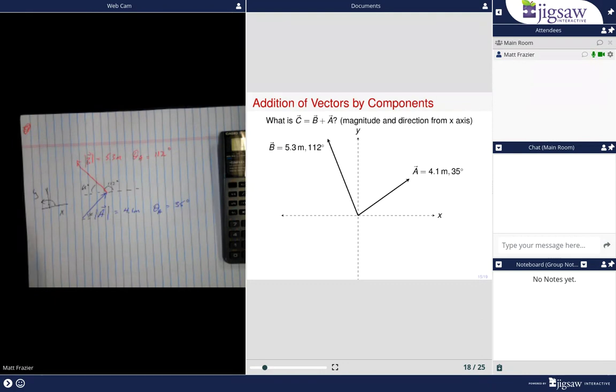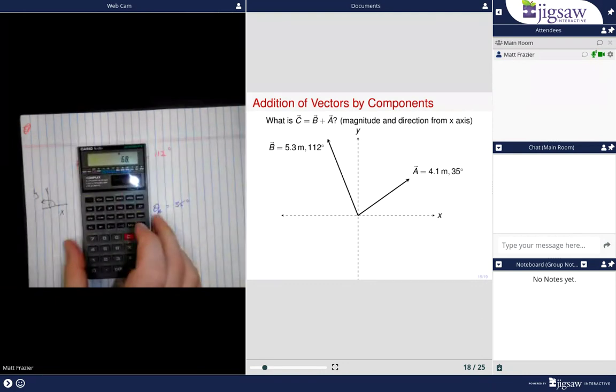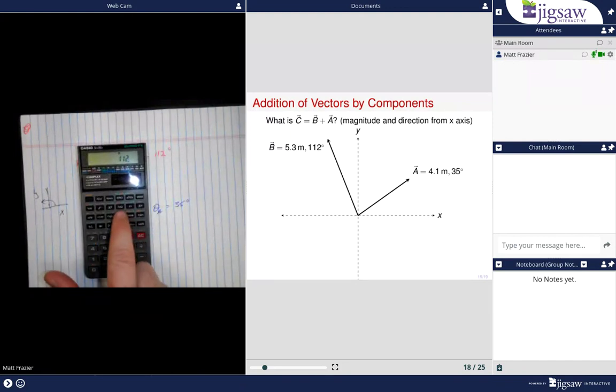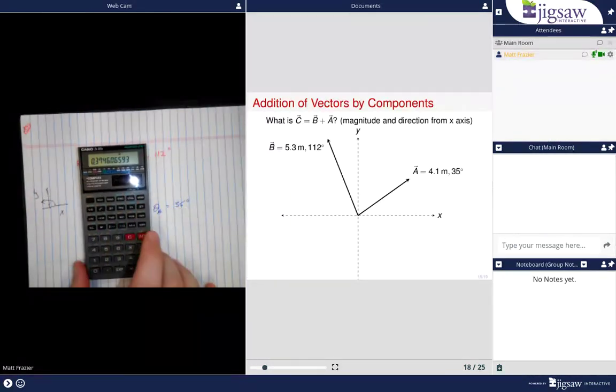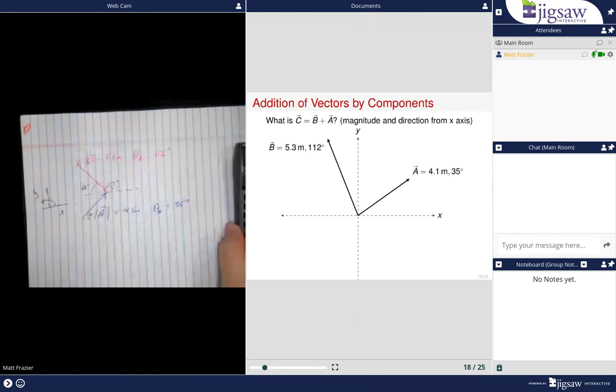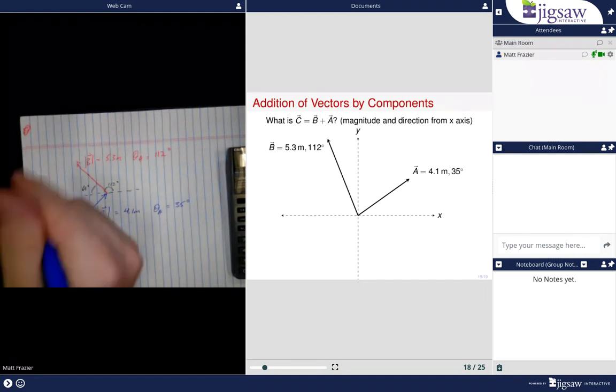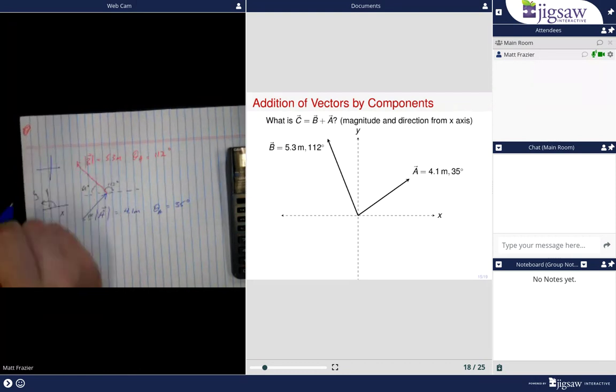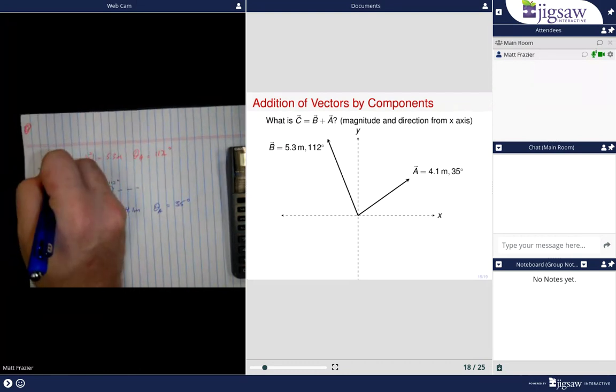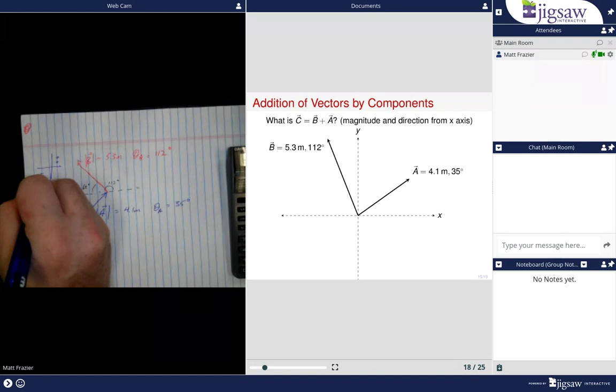And the reason is we can come over here and we can do 112 and take the cosine of it, and you get a negative number. But if we do 68 and do the cosine, that's a positive number. And the reason for that is this whole thing that you should have picked up in your trig of quadrants, right? Here, everything's positive. Here, everything's negative.